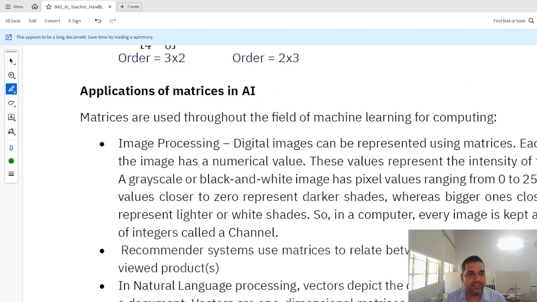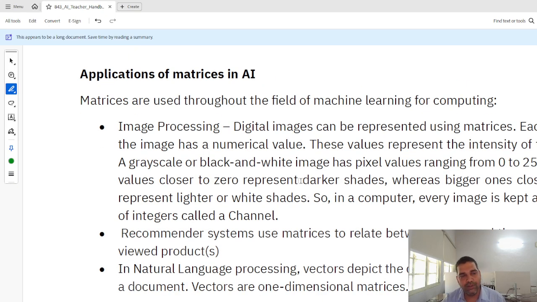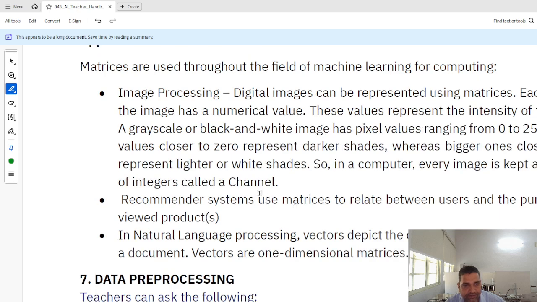Now, application of matrices in AI. I have told you that we use matrices in computer vision. In image processing, digital images are represented using matrices. So we have to know about the representation of matrices and how arithmetic operations are performed on them. Students, each pixel in an image has a numerical value. These values represent the intensity of the pixels. Grayscale or black and white images have pixel values ranging from 0 to 255. Smaller values closer to 0 represent a darker shade, whereas bigger values closer to 255 represent a lighter shade of white. So in a computer, every image is kept as a matrix of integers as part of a channel.